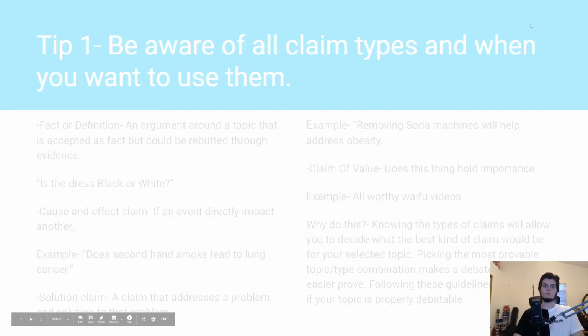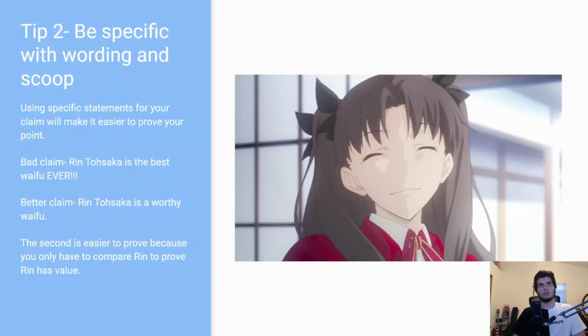All right, for tip two, this is really important, and I can actually show you how to practically improve a premise or a claim's wording directly in this one. So this one is, be specific with your wording and scope. And why this is important is just changing a little bit of your phrasing and the words you choose can significantly lower the burden of proof that you need to prove to make your point. And here's an example of that.